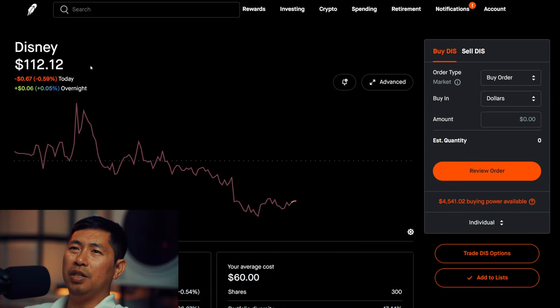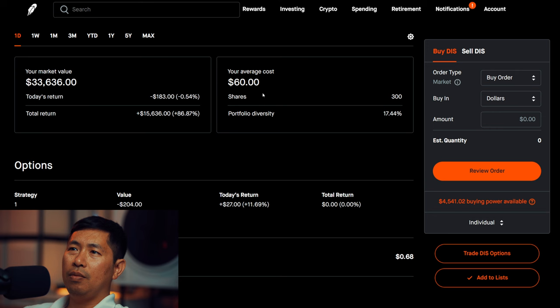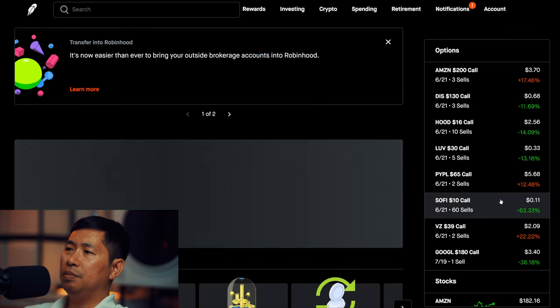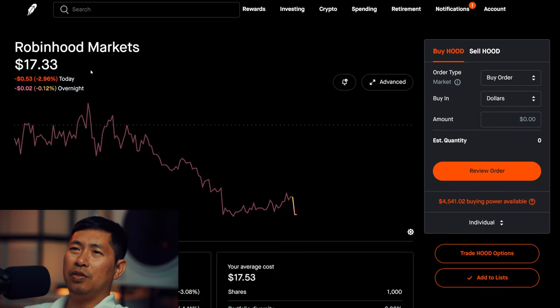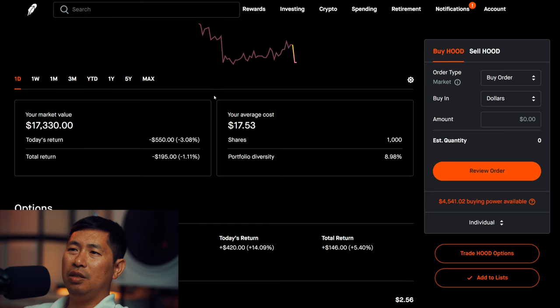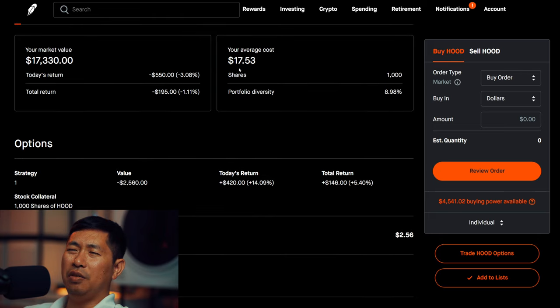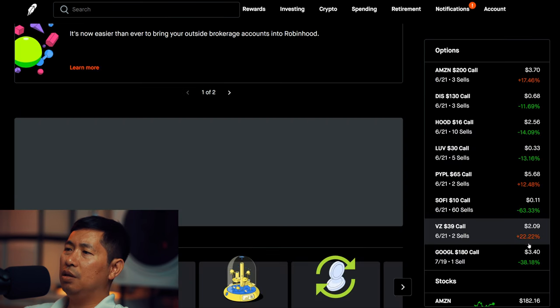I have 300 shares of Disney. Disney is at $112.12. My average cost, $60. Total return, $15,636. I have 1,000 shares of Robinhood. Robinhood is at $17.33. My average cost, $17.53. Total return, I am down $195.